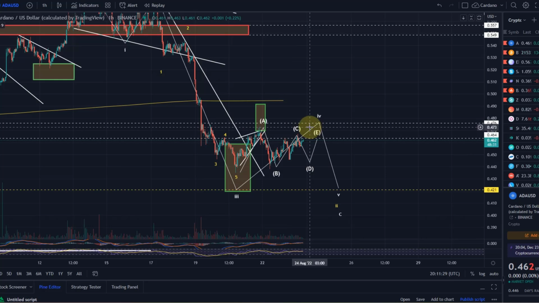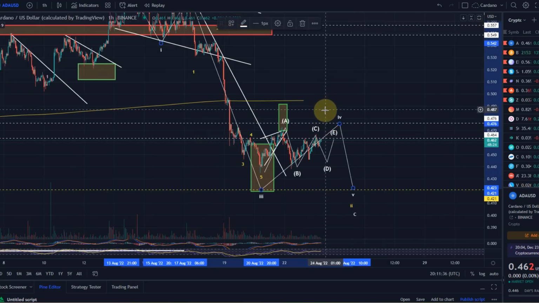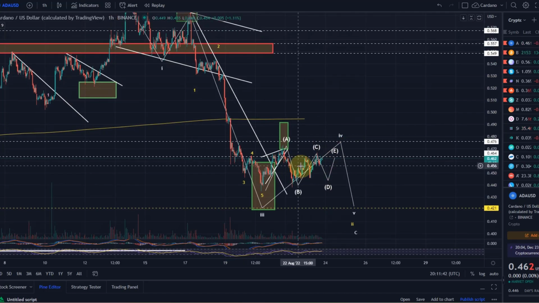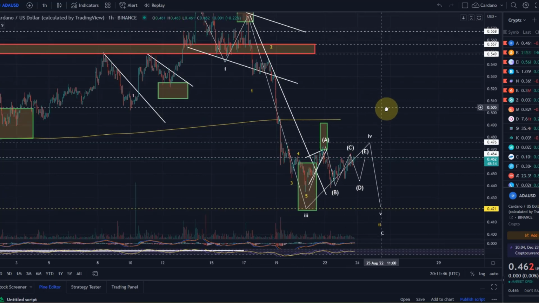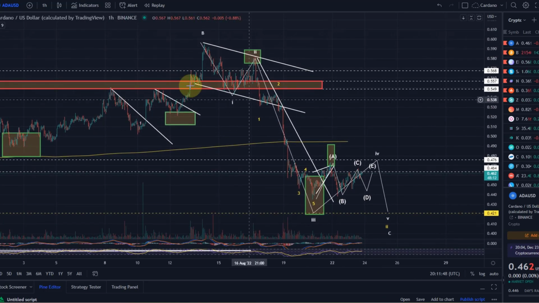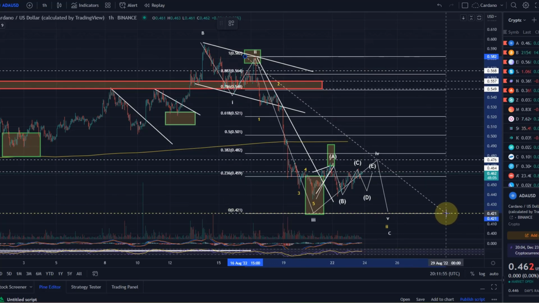Even a move above the wave A here wouldn't really change the scenario of a wave 4. It would not be a triangle anymore, however, because a move above the wave A would invalidate the triangle, and it would then be something else, possibly an ABC pattern in a wave 4. The wave 4 can go considerably higher, because if we take the retracement levels of this wave 3 in white, then we get the wave 4 areas.